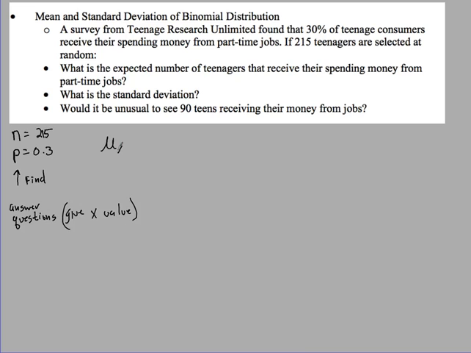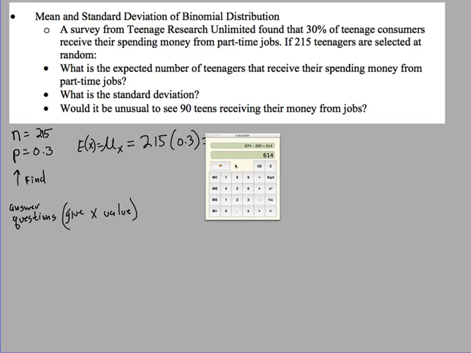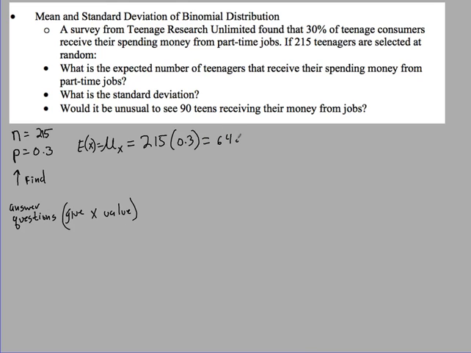This is the notation. It's 215 times 0.3. So we expect about 64 to 65. About 64 or 65. What is the standard deviation?